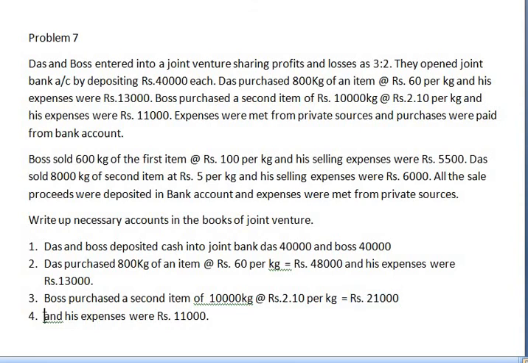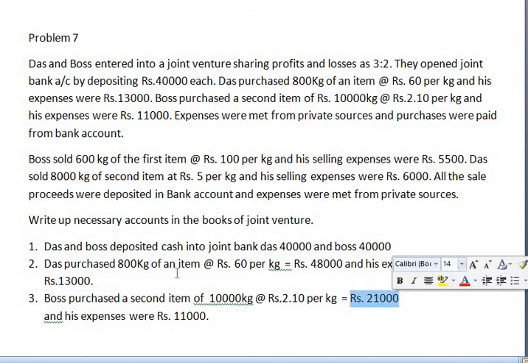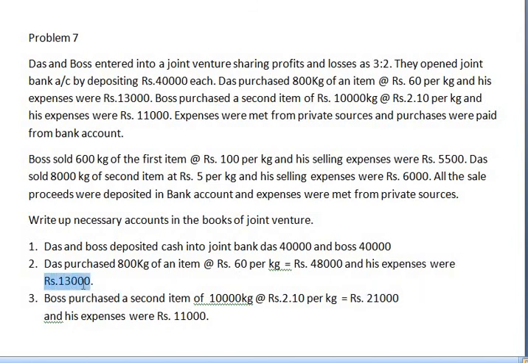So Das purchased 48,000 worth of material and Boss purchased 21,000 worth of material. And Das's expenses 13,000, Boss's expenses 11,000. This is the transaction number 3. Now come to the next one. Expenses were met from private source and purchases were paid from bank account.